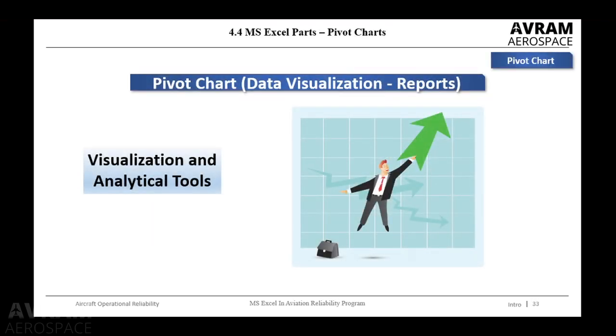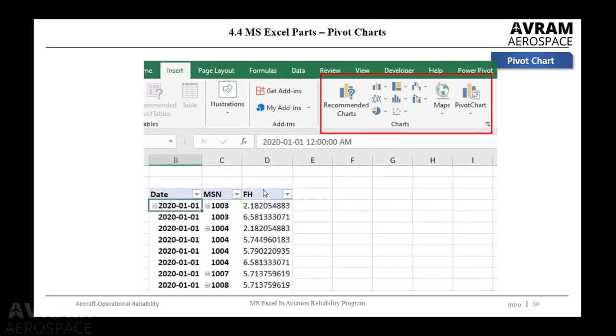Pivot charts we are also using to prepare our reports or send data to visualization and analytical tools. It's very simple again. How can we get to a pivot chart? The answer is very simple. We have the Insert tab. Under this Insert tab, we have a ribbon with a group of chart icons. These are the icons for charts. Click on it.